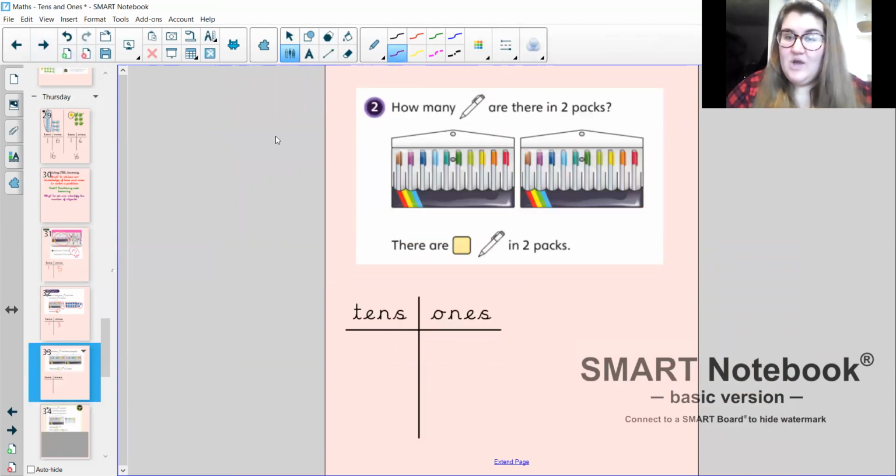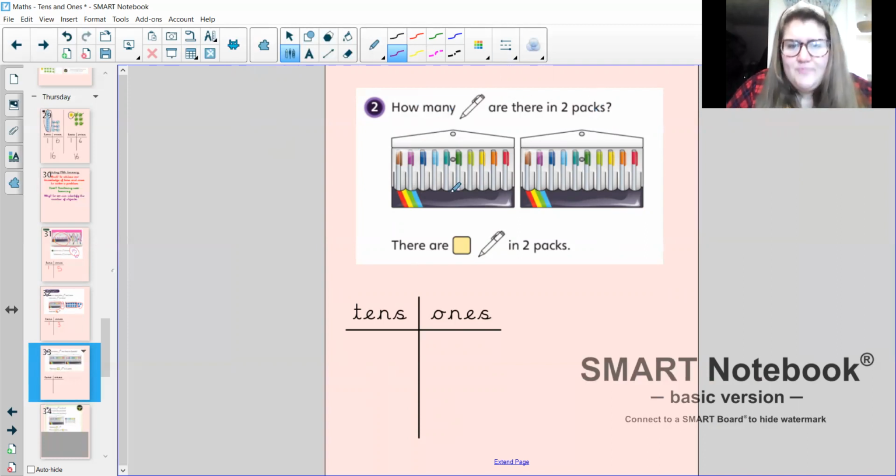Right then, let's have a go at this one. It says, how many pens are there in 2 packs? Now, I wonder if you can pause the video now and have a little go at this. Okay, think about how many pens a pack holds. And if you've got 2 that are full, what do you think? Pause me now. Right then, let's have a look together.